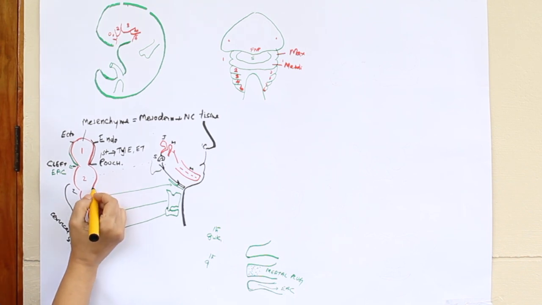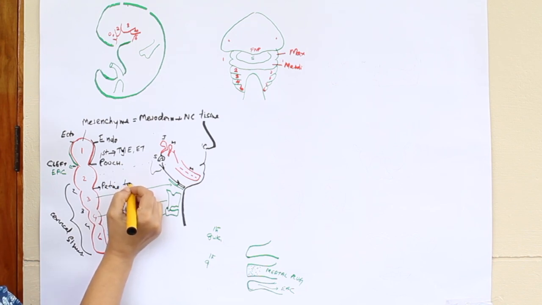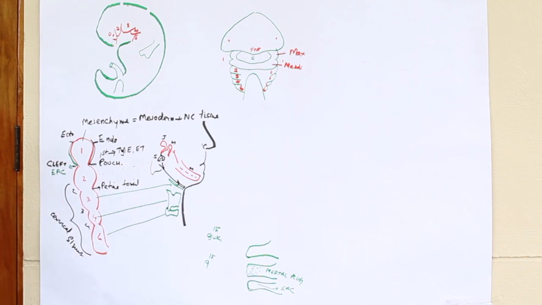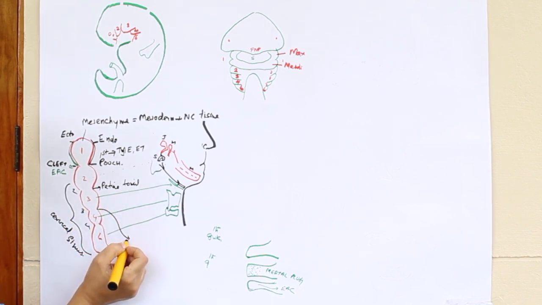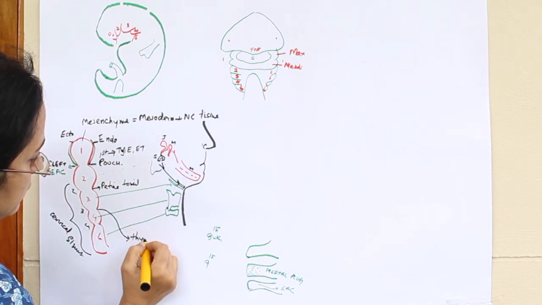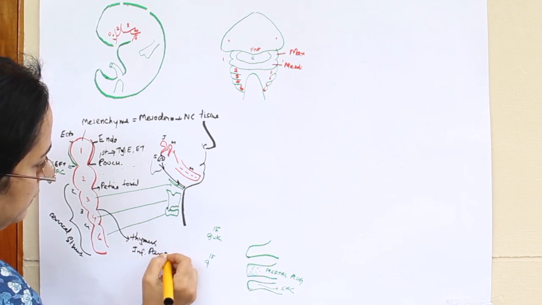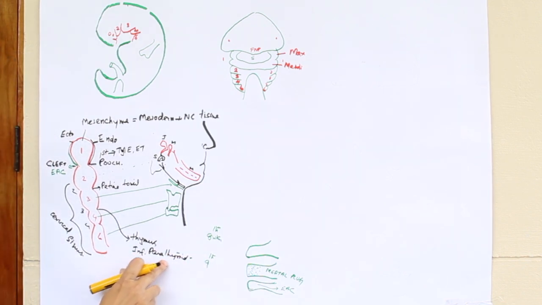And the second pouch, this part, becomes the palatine tonsil. Second comes as the palatine tonsil. And from the fourth, what happens from here? This fourth one goes to thymus and inferior parathyroid. Thymus and the inferior parathyroid and pyriform sinus.